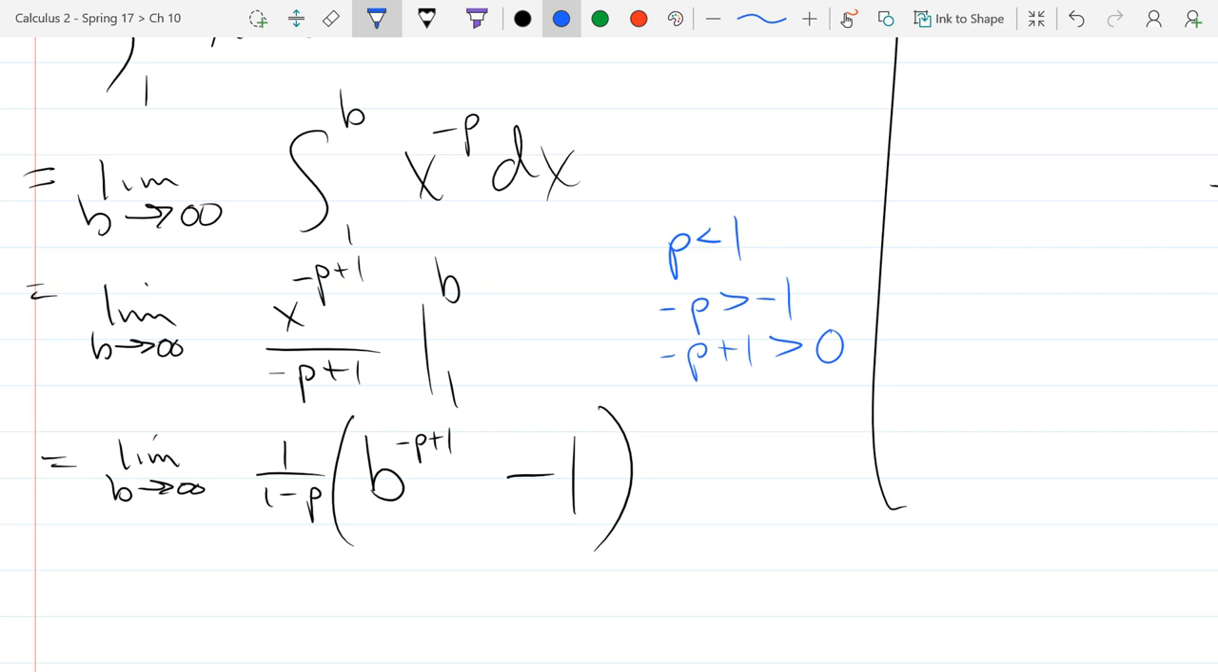So in the blue, I just wrote down some relatively easy algebra, except you have to be a little careful. If you make p negative, multiply by negative 1, your inequality turns around.